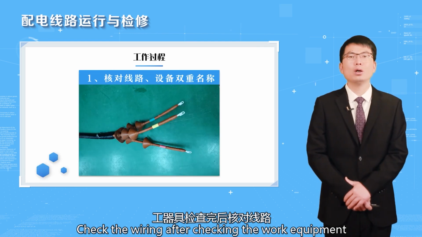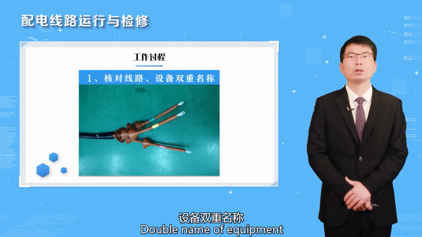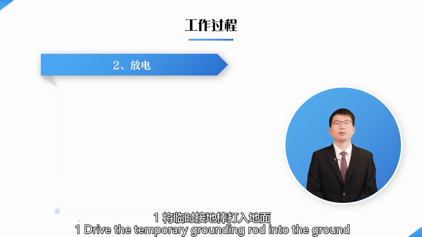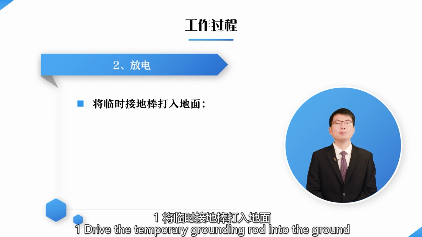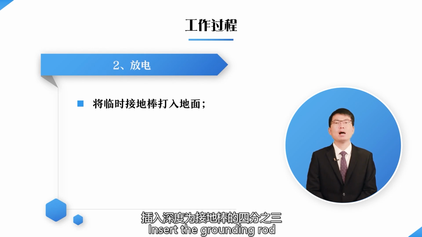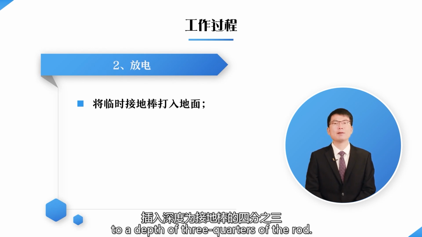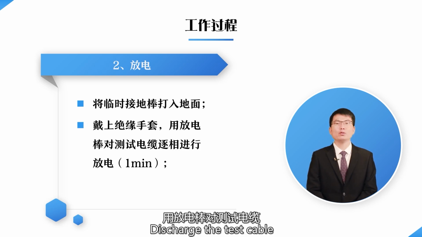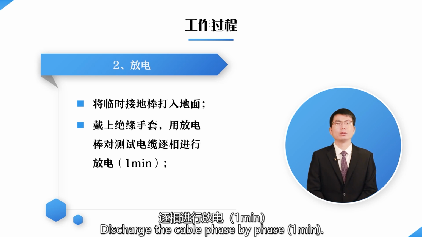Check the wiring after checking the work equipment. Double-check the name of the equipment. Discharge the cable terminals. Drive the temporary grounding rod into the ground. Insert the grounding rod to a depth of 3/4 of the rod. Wear insulated gloves and discharge the test cable. Discharge the cable phase by phase for 1 minute.